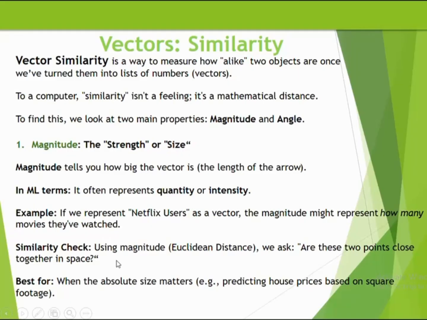This Euclidean distance, based on the magnitude, where the similarity can be identified, is useful for the best scenario, when the absolute size matters. For example, house prices. House prices are always identified based on the square foot. So where we are predicting house prices, this magnitude property of a vector is very useful to identify the similarity.